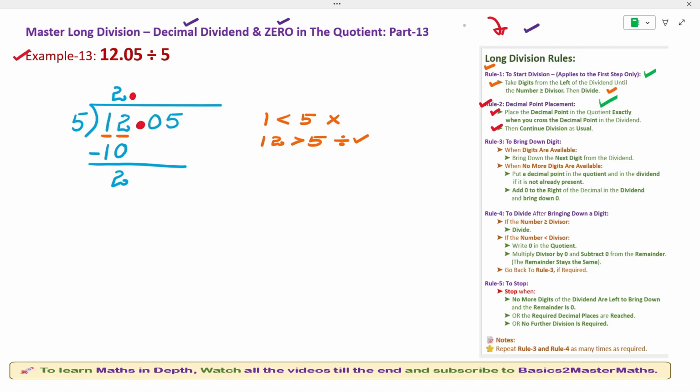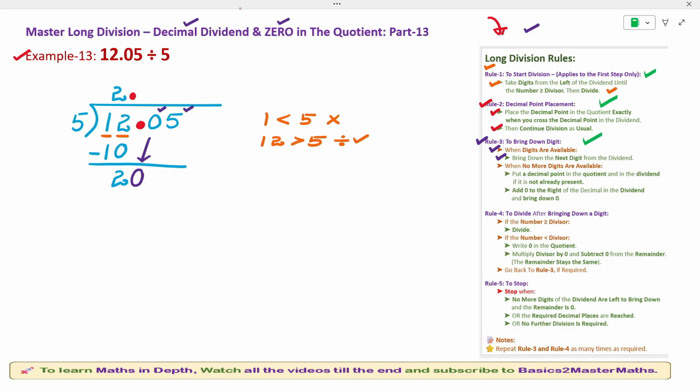Before going to rule 3, check whether any digits are available in the dividend to bring down. In this case, the digits are available. Let us apply rule 3. When digits are available, bring down the next digit from the dividend. In this case, bring down 0. Now, rule 3 is complete.